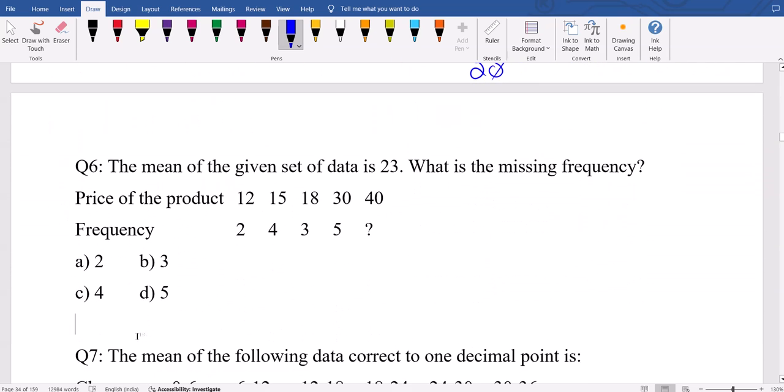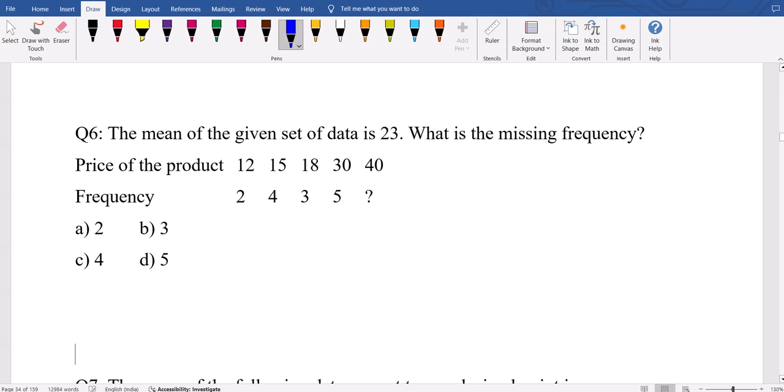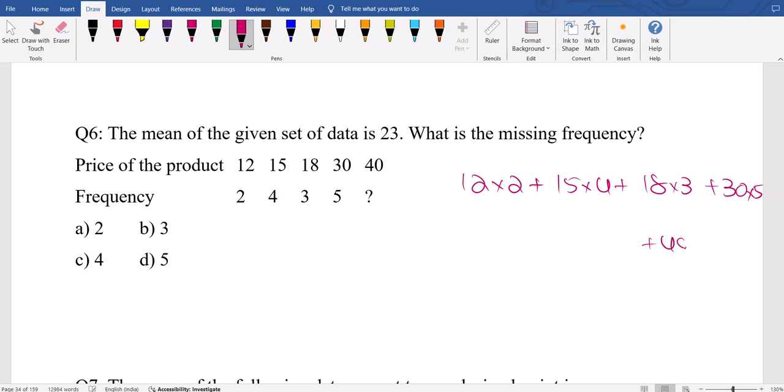Right. So next one, if you observe, the sixth question. They given the mean, and we need to calculate the missing frequency. Mean value is already given. So what can we do in this case? 12 into 2, it's almost like the previous one. 15 into 4, 18 into 3, 30 multiplied by 5 plus 40 multiplied by missing, divided by 2 plus 4 plus 3 plus 5 plus missing, should be equal to 23.